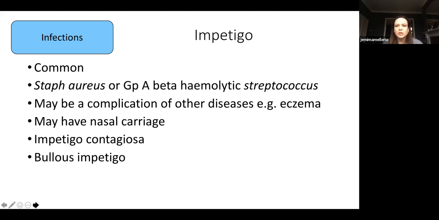Sometimes you can get impetiginization of other diseases, so you can get it on top of things like eczema. And if it's a recurrent problem, you always have to think about whether the child is carrying the Staph aureus up their nose and do a little swab and treat it if that's found there. And there are two main types of impetigo we see in the skin in children. So there's impetigo contagiosa, that's a common type. And then there is a bullous form as well.